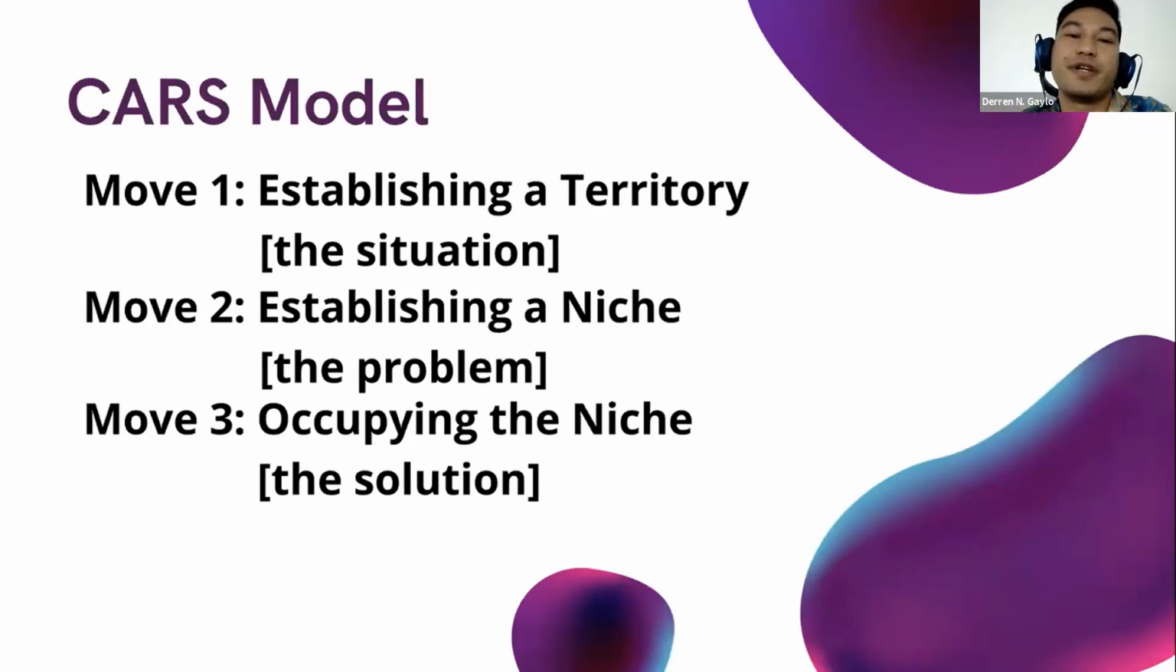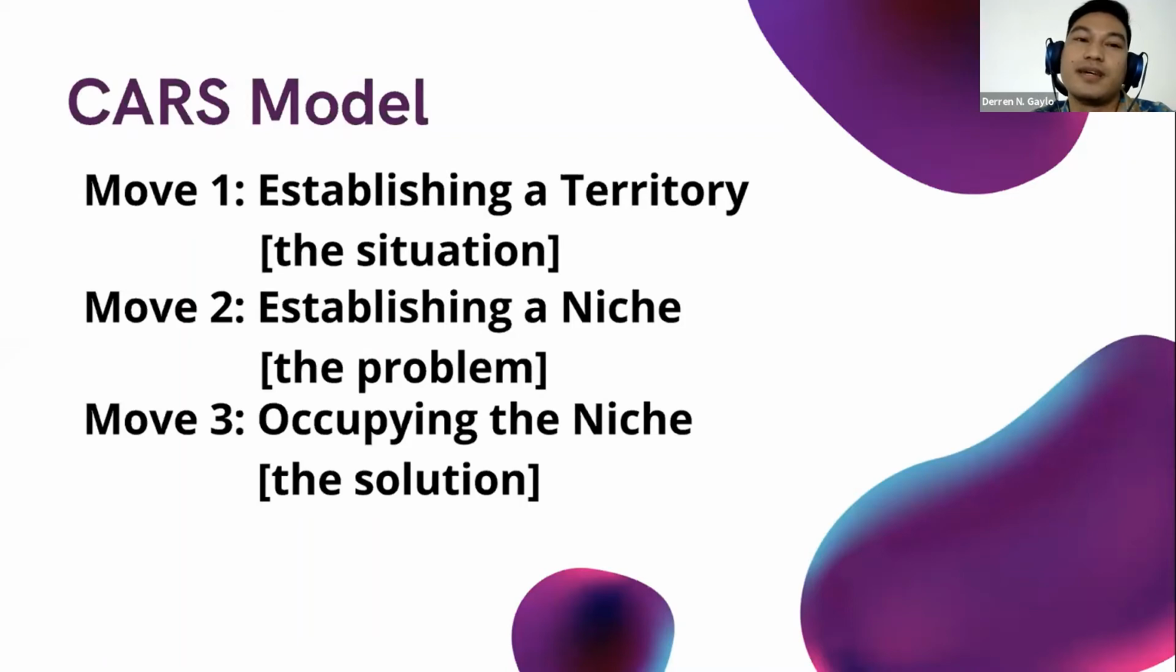So we have here the first move, which is to establish a territory. So we need to write about what the situation is all about. And then the second move is establishing a niche. So we'll be talking about the problem in the next part. And then in the third part, the third move, we occupy the niche. So we will be writing what is the solution that we would like to look into, something like that. So we could also make use of the CARS model in presenting our rationale.